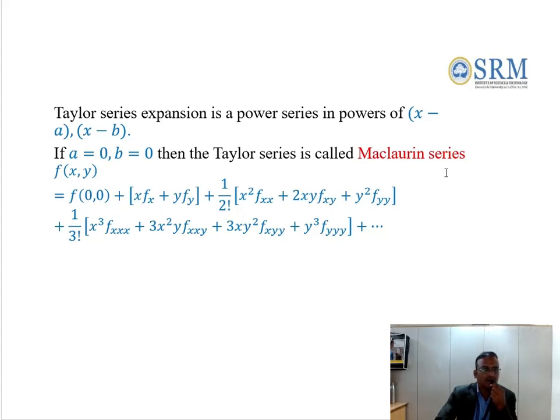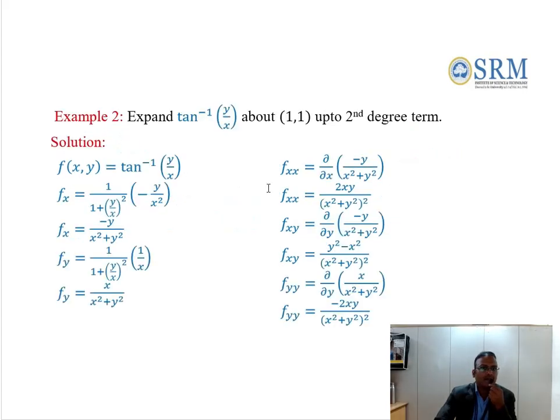In particular, if a equal to 0 and b equal to 0, then the Taylor series is called Maclaurin series. This particular series is called Maclaurin series, and it is reduced as f of x comma y equal to f of 0 comma 0 plus x into fx of 0 comma 0 plus y into fy of 0 comma 0 and so on. Okay, this is called Maclaurin series. Right. Let us see the next example.